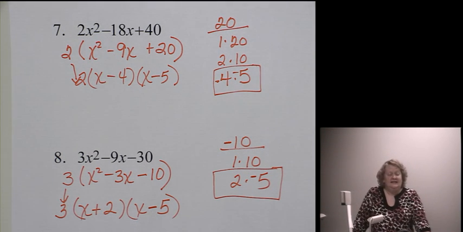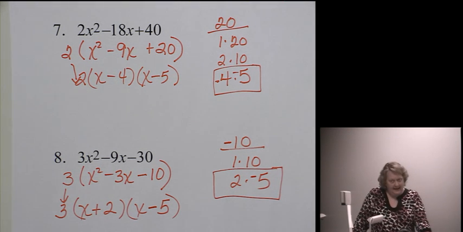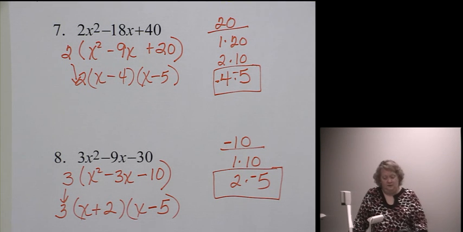Now, these work this way because there is a 1x squared. So if we do not have a 1x squared, we need to either do factoring by trial and error, or the factoring by grouping. And I've done the factoring by grouping in the lessons 3A and B. And so I want you to go watch those and see if that works for you.